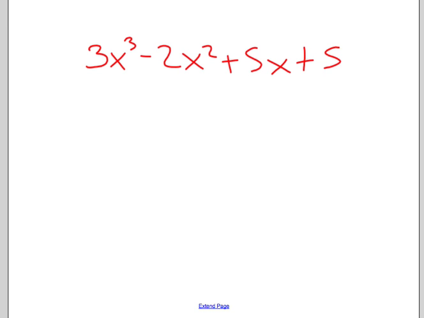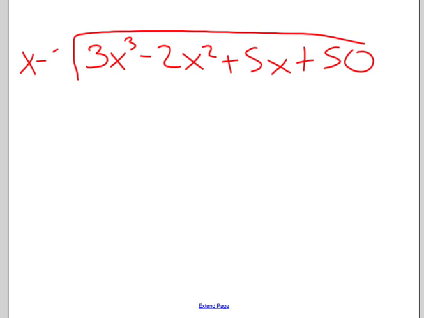So you're taking x minus 3 and dividing it through 3x cubed minus 2x squared plus 5x plus 50. And it's x minus 3. I can't help myself, I have to do this. So the process, and the high school teachers will show it this way. But the process to get through this starts with this.